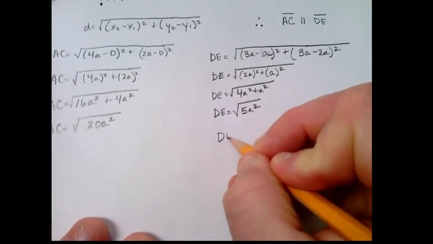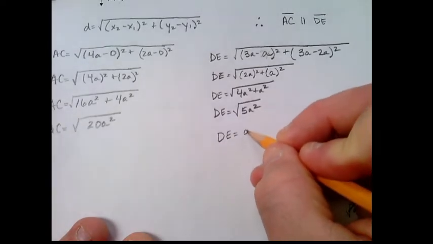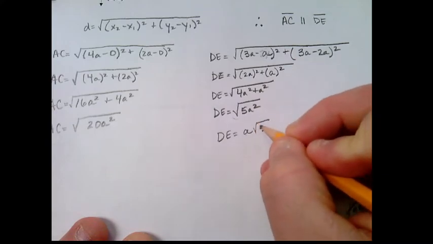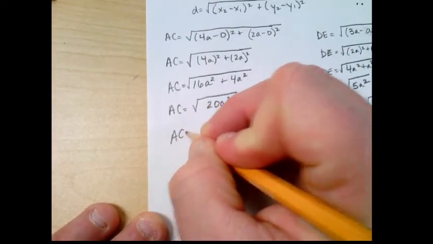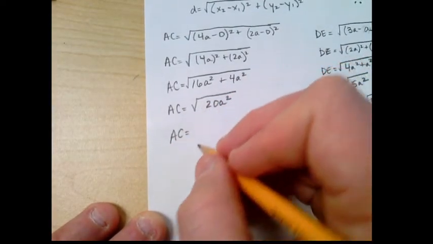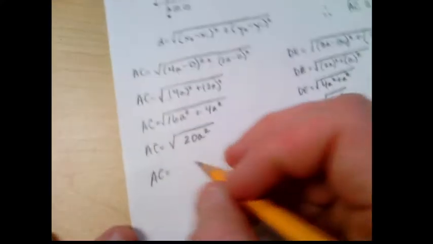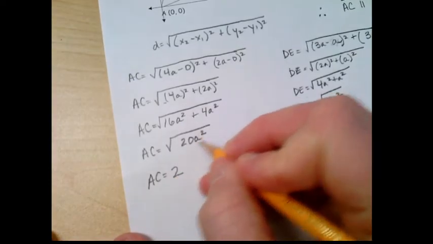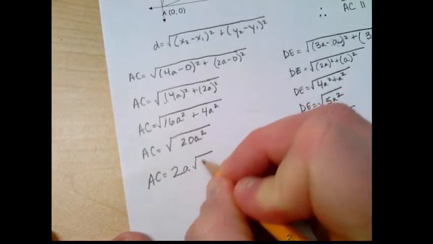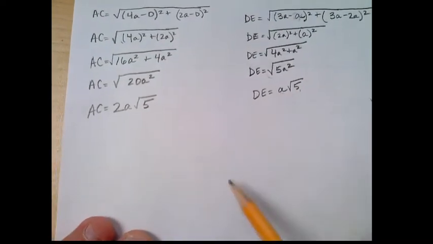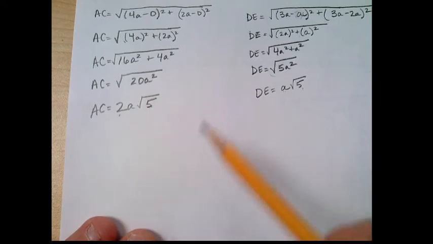So going back here to DE, what we have is just a. The a is going to come out. Remember, the square and square root cancel each other out. It comes out as just a square root 5. For AC, remember the square root of 20 becomes 2 radical 5. So I'm going to put a 2 on the outside. The square root of a squared is just a. So now compare this. You have a radical 5, and then you have 2a radical 5.